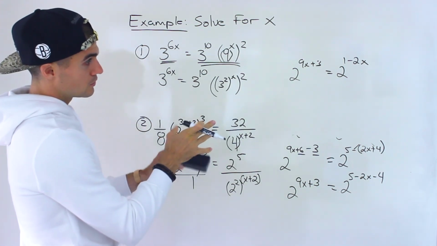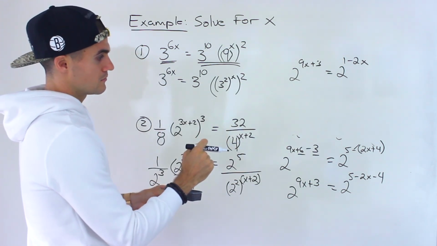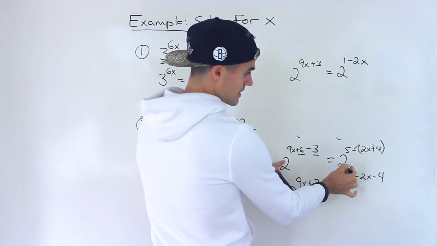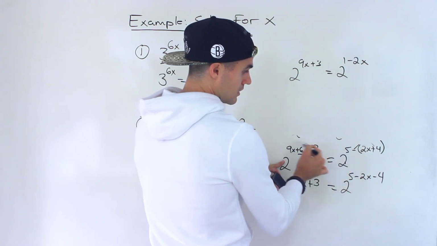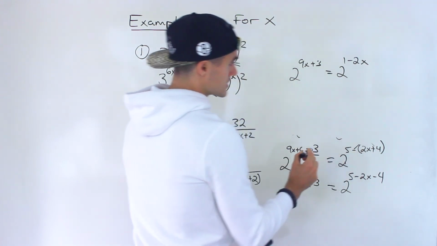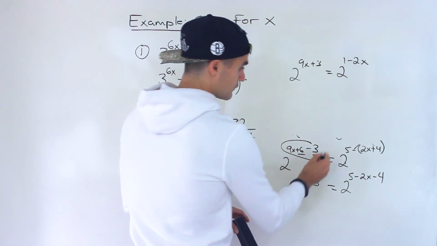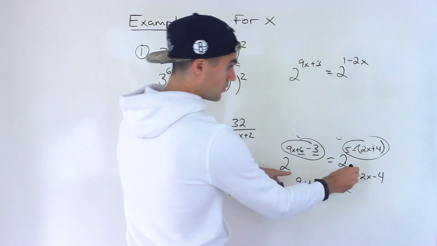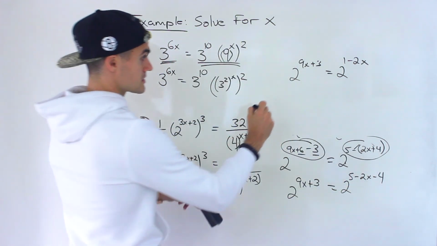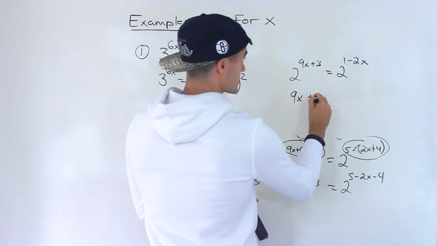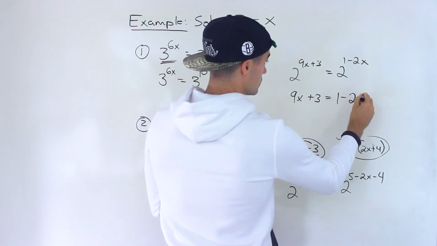Notice now we can drop the bases. We could have actually dropped the bases at this point too, and then just solved. We would get the same answer, but I decided to simplify the exponents at this point and then drop the bases. So we would end up with 9x plus 3 equals 1 minus 2x.